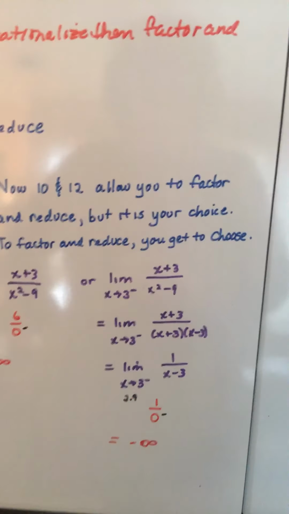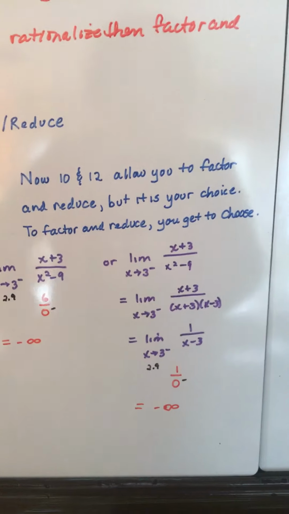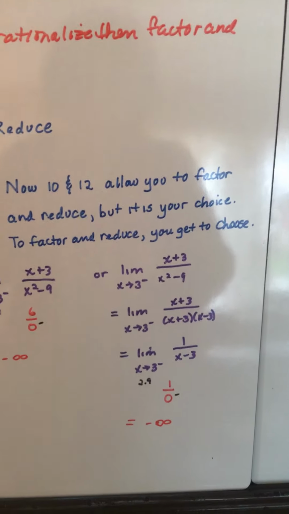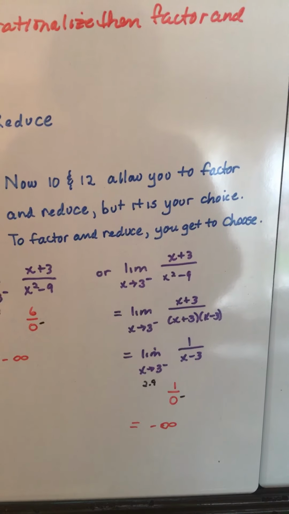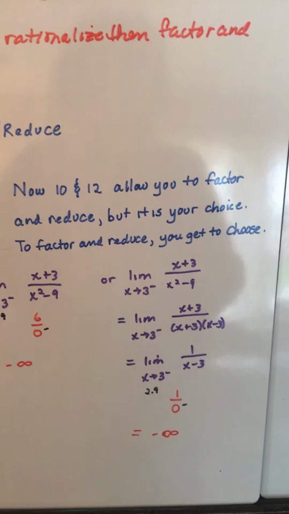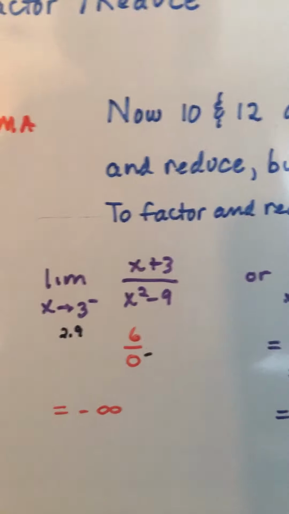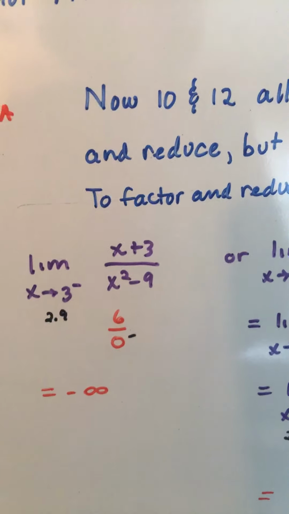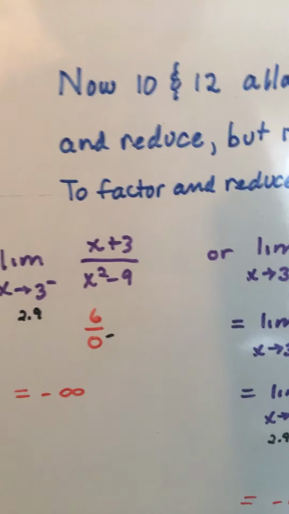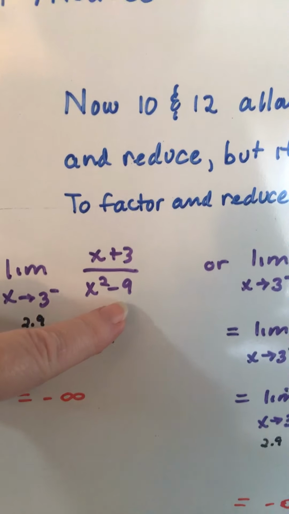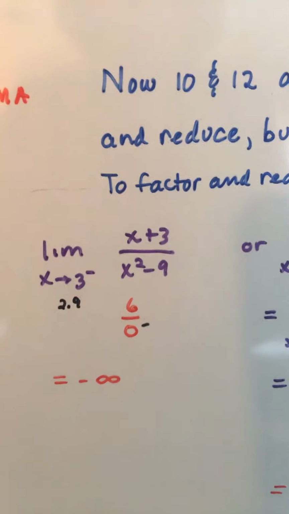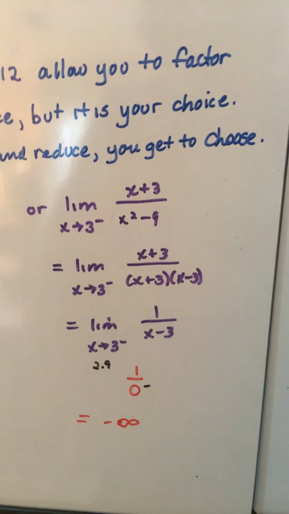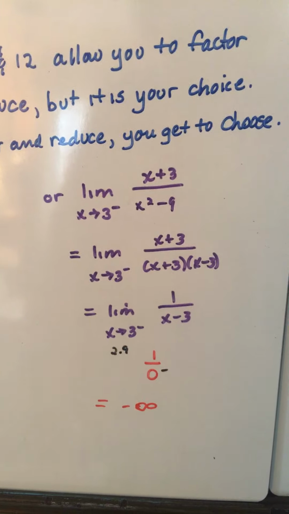Now, problems 10 through 12, you get to factor and reduce, but it's your choice if you want to or not. So to factor and reduce or not, you get to choose. So over here, notice it's easy. I always just plug in first if it's simple arithmetic. And I get 6 over 0, 2.9 makes it negative, so I have negative infinity. But your pencil may not have been able to help itself. It might have just seen those.